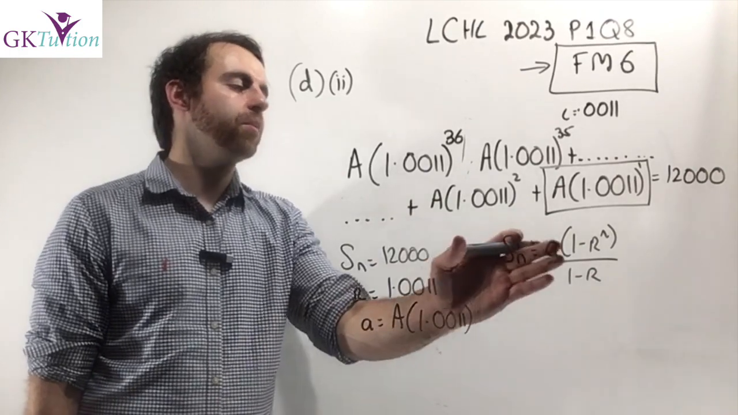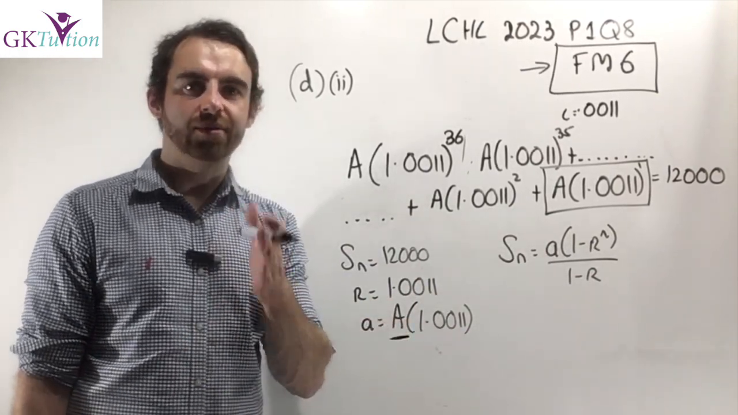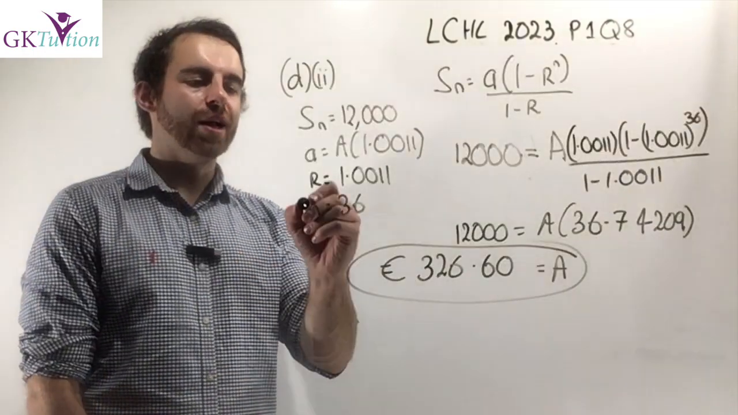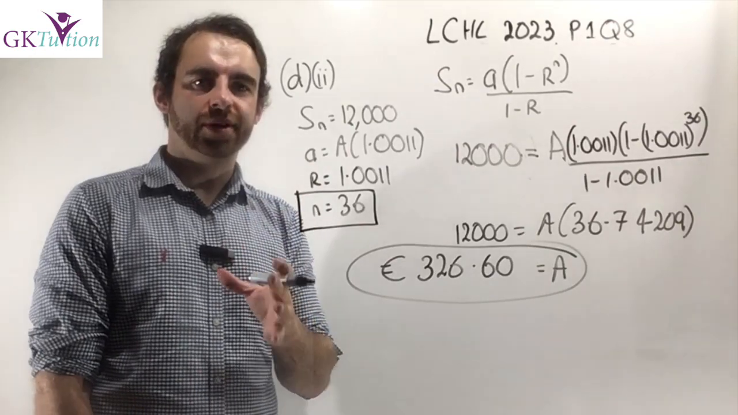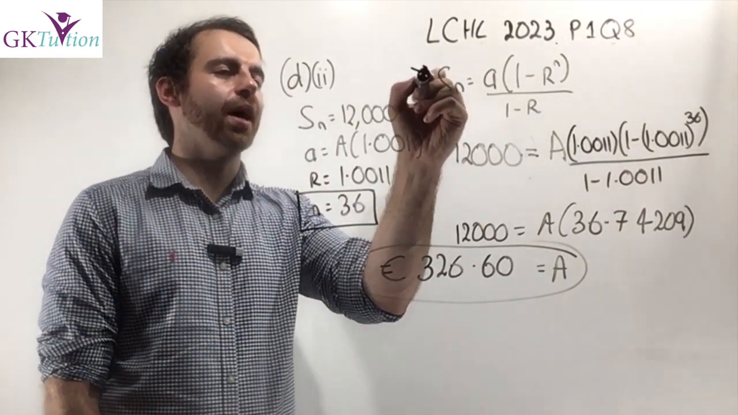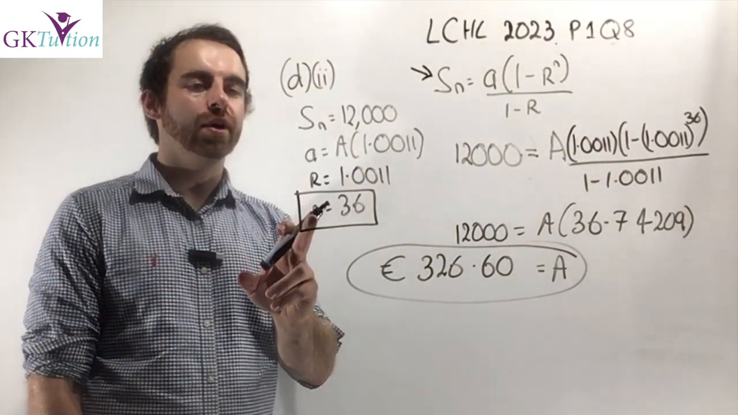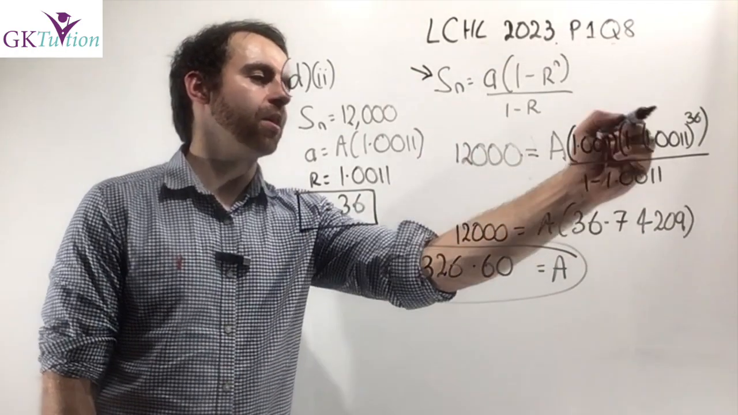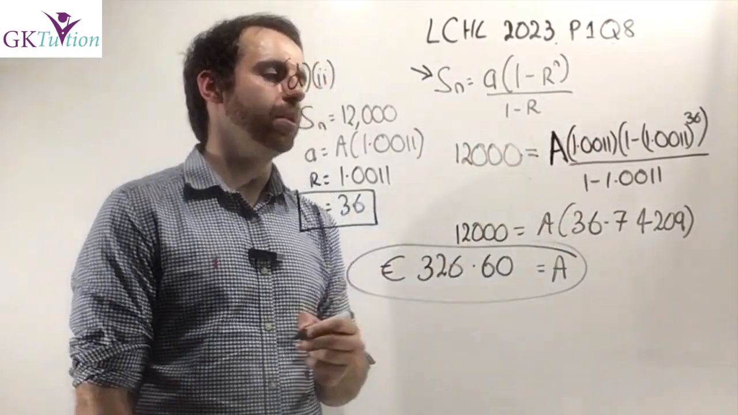All we're going to do now is sub into the formula and work out a value for capital A, which is the amount of each investment. Remember as well that n, the number of terms in this case, is 36, because the number of monthly investments is 36. So again, I'm using my Sn for a geometric series formula. I have Sn, I have a, I have r, and I have n. So what I've done in this line is I've just subbed it all in, and when we do that, we only have one unknown, it's capital A.